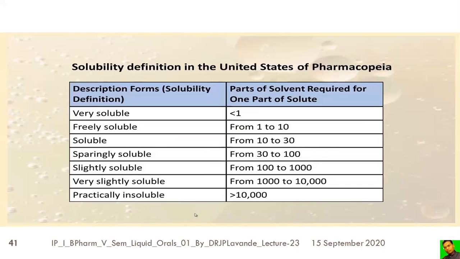Let's say, for example, a drug that is freely soluble or very soluble. What is the meaning of that? Very soluble means that in order to dissolve one part of a solute, we require less than one part of the solvent. Let's say, in order to dissolve 1 gram of a solid drug substance, we require 1 ml or even less than 1 ml of the solvent. That is said to be very soluble.